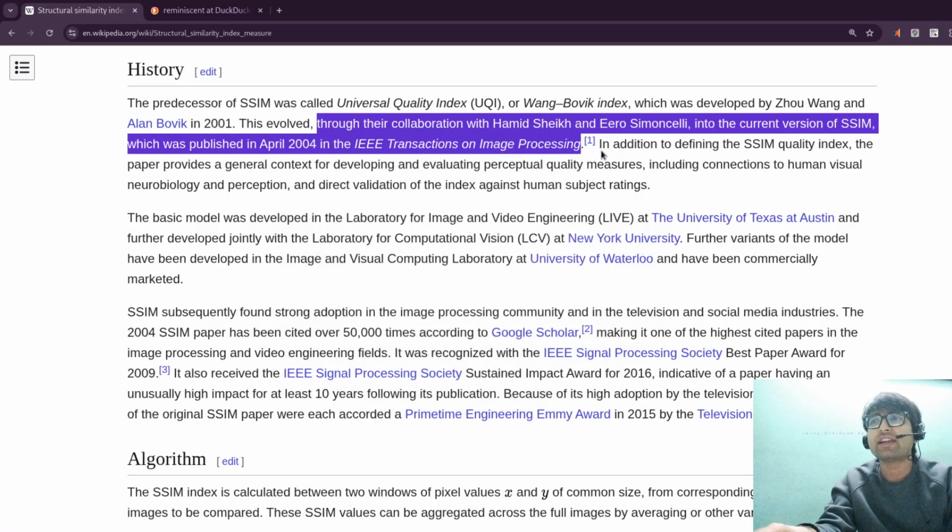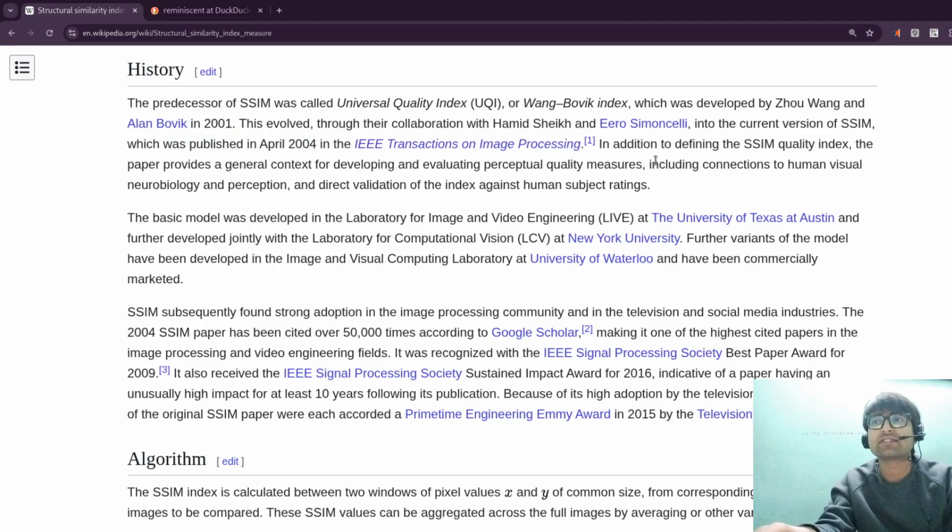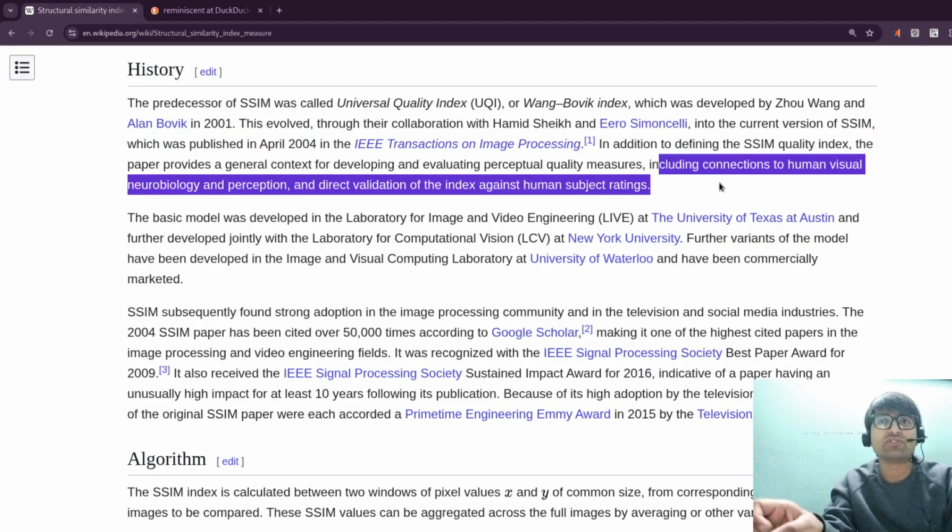In addition to defining the SSIM quality index, the paper also provides the general context for developing and evaluating perceptual quality measures, including connection to human visual neurobiology and perception, and direct validation of the index against human subject ratings.